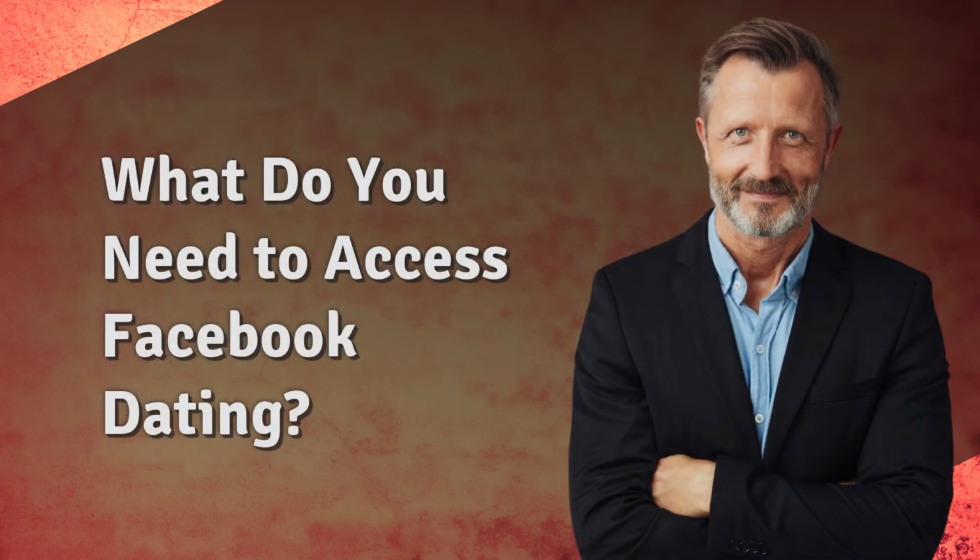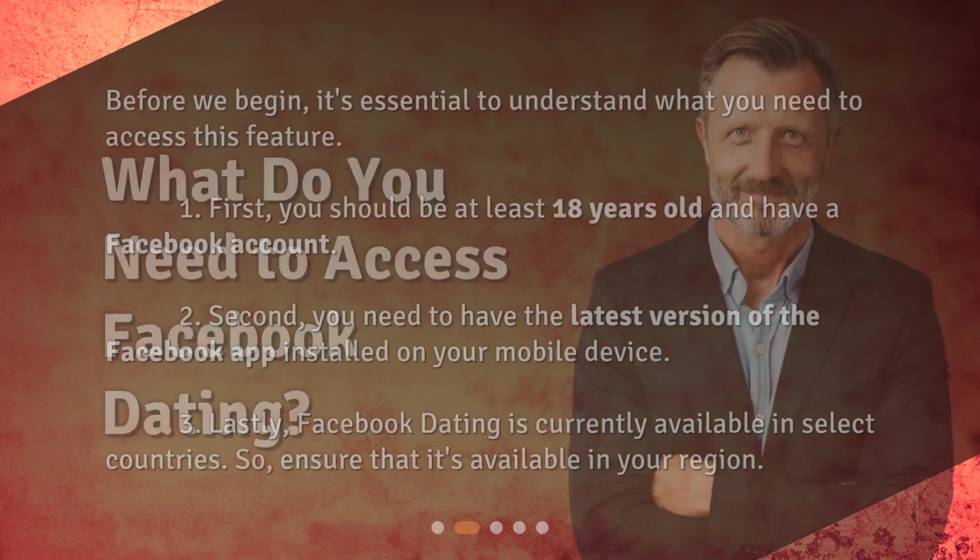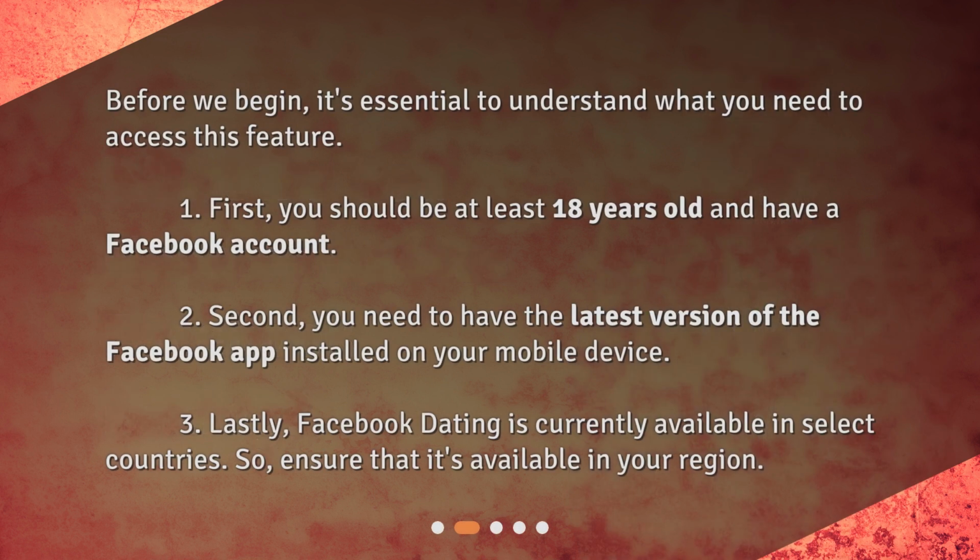What do you need to access Facebook dating? Before we begin, it's essential to understand what you need to access this feature. 1. First, you should be at least 18 years old and have a Facebook account. 2. Second, you need to have the latest version of the Facebook app installed on your mobile device. 3. Lastly, Facebook dating is currently available in select countries. So, ensure that it's available in your region.